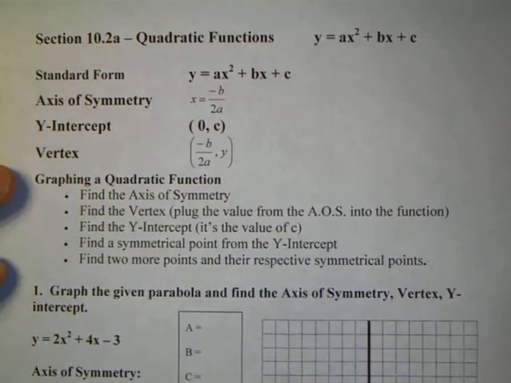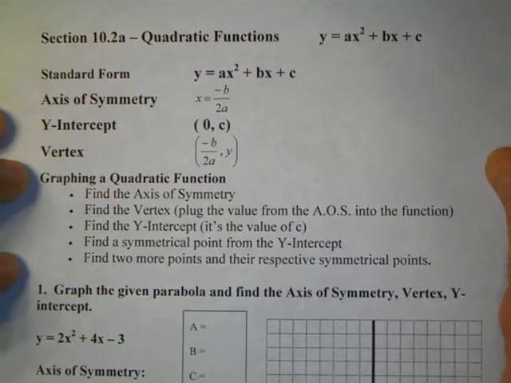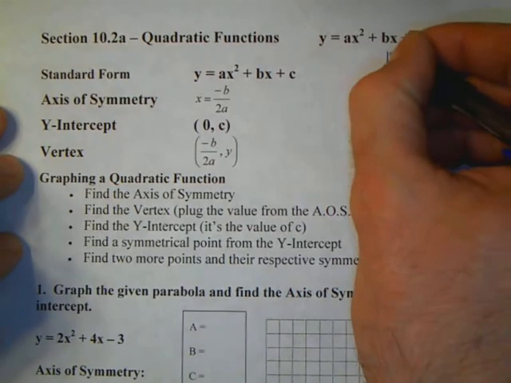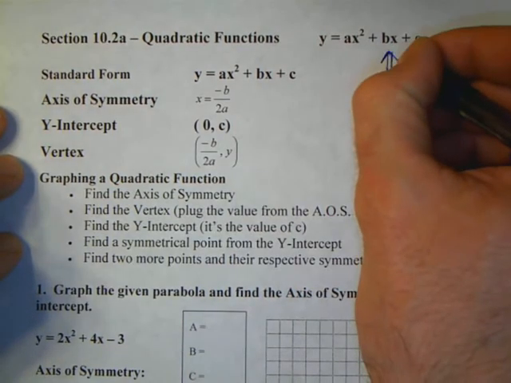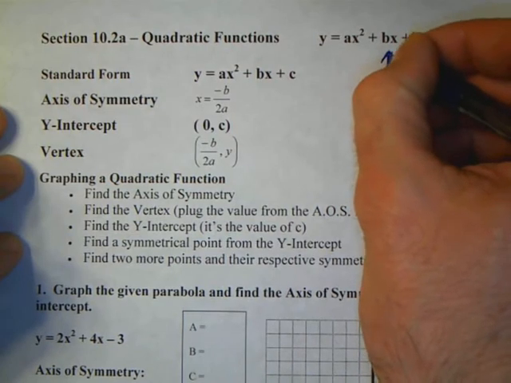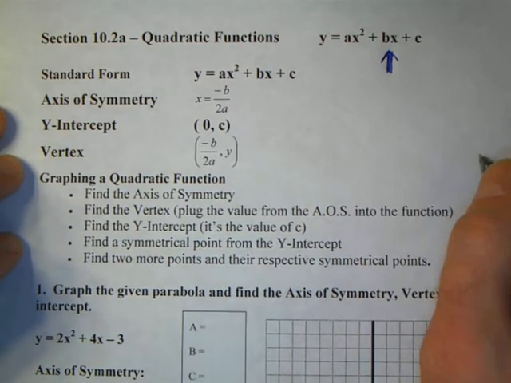Welcome back. This is Algebra 1, Section 10.2a, Quadratic Functions. On these quadratic functions today versus yesterday's material, we are going to be adding in, very specifically, a new variable, and that's the variable b. When we add in this variable b, that ends up shifting the graph both left and right.